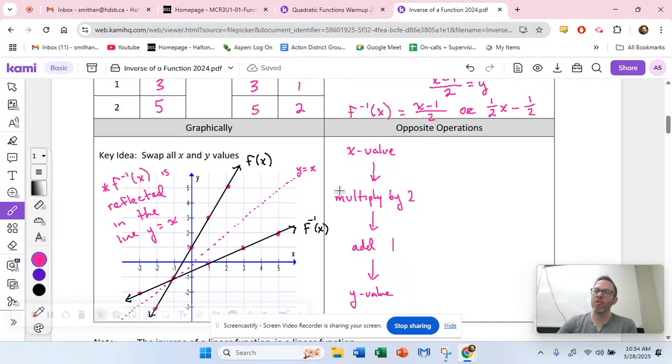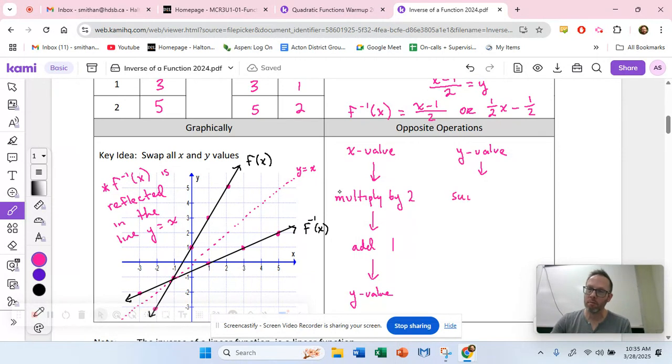If you want to get the equation of the inverse, you just start with the y value and work your way backwards. So if you had to go from the bottom and work your way back up to the top, what's the opposite of adding 1? Subtracting 1. And the opposite of multiplying by 2 would be dividing by 2. So if you want to get the inverse function, start with your y value and work your way back up.